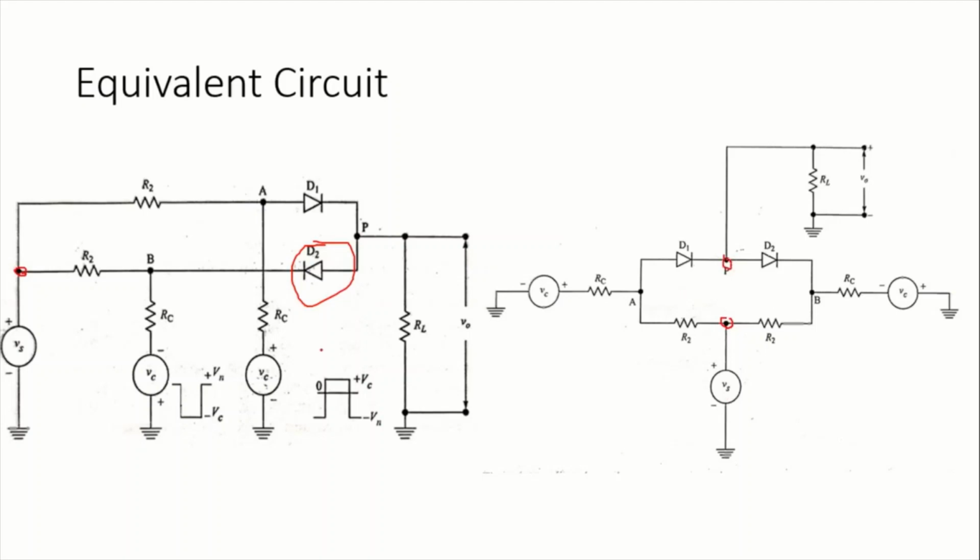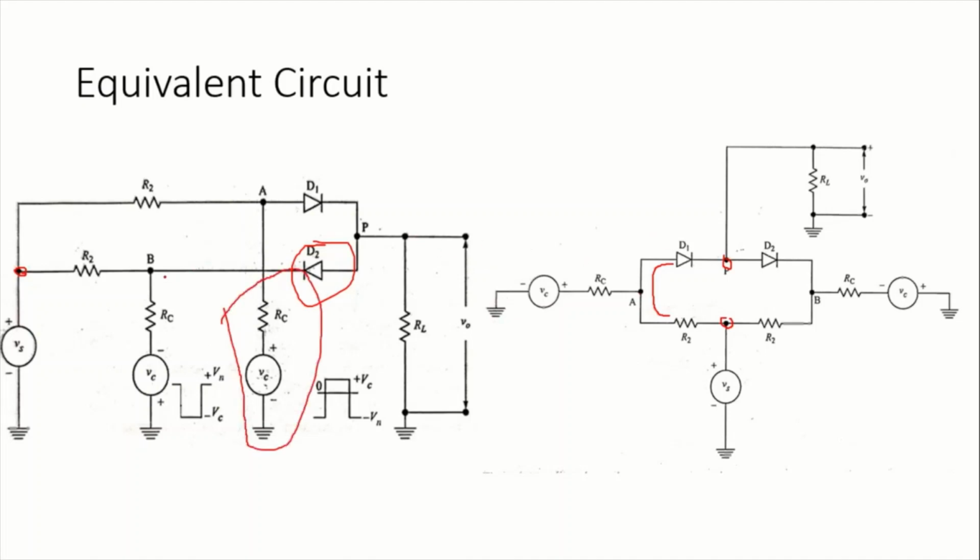Now coming to the control signal voltages. From D1's positive terminal and resistance R2 we form node A. Node A is connected through RC to the control voltage Vc, and to the ground, as shown here.